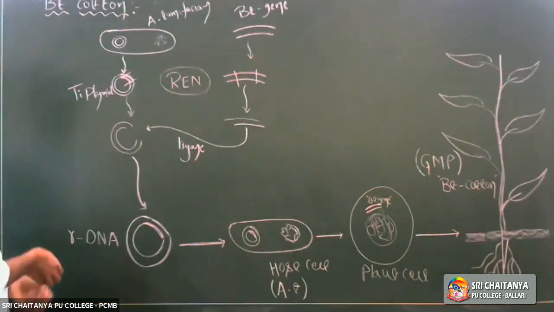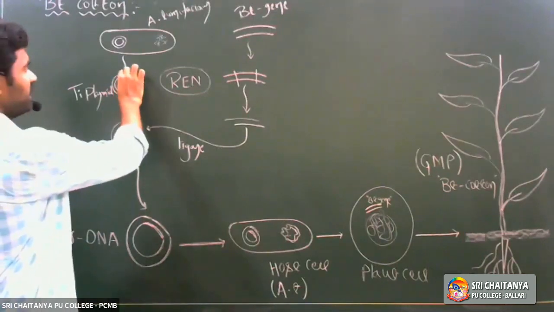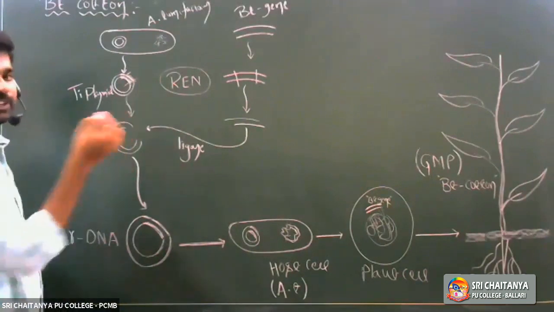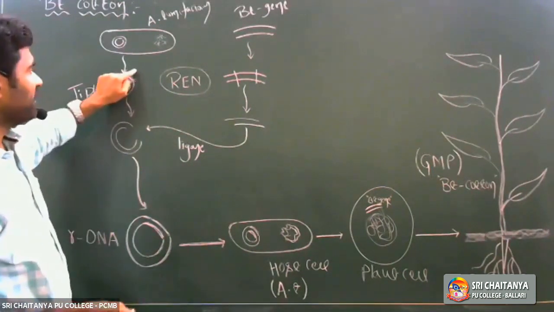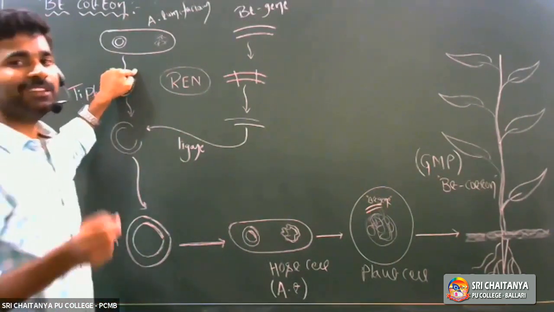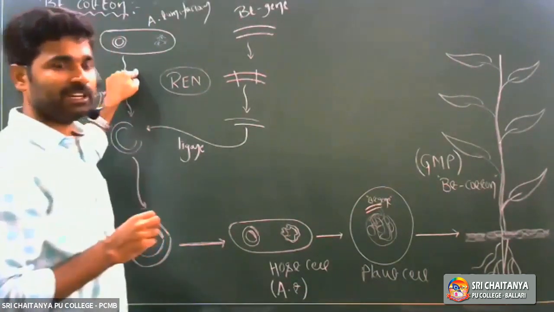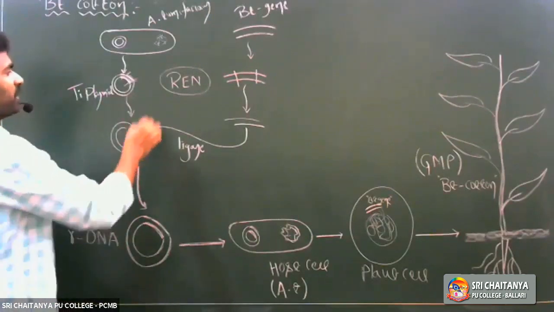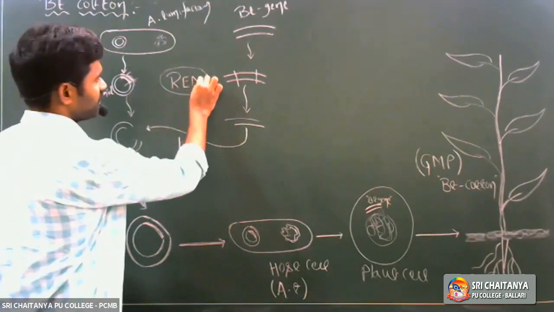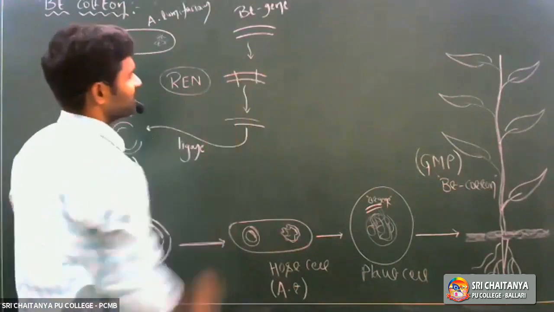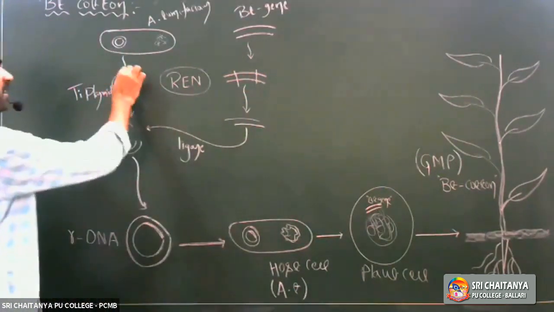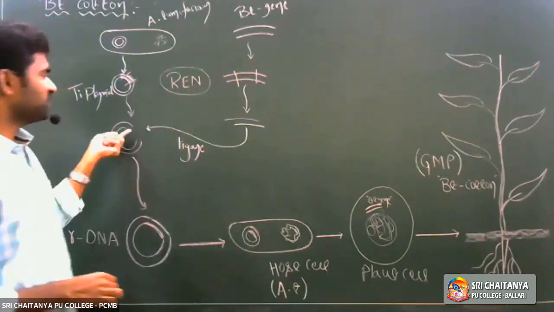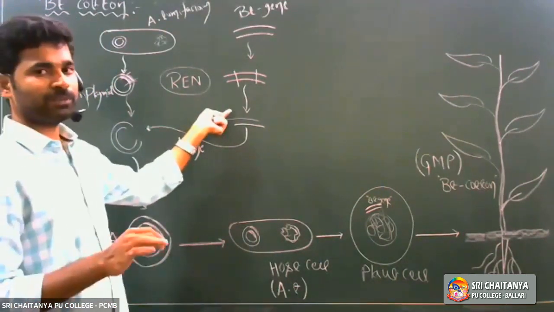The Ti plasmid has T-DNA, transfer DNA, which is nothing but disease-causing genetic material. Here, the same type of restriction endonuclease enzymes are used for fragmentation of the Bt genetic material and the T-DNA, resulting in the formation of the same type of sticky ends.